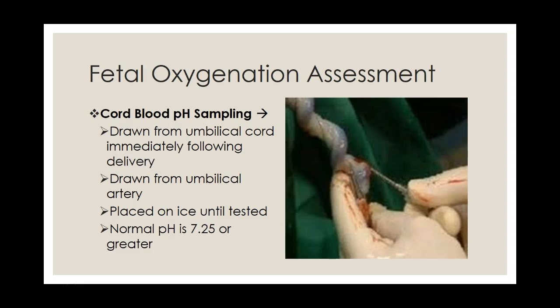It's drawn from one of the umbilical arteries, it doesn't matter which one, and then you place it on ice until you can test it. A normal pH for a pH sampling of cord blood is 7.25 or greater. If it's less than 7.25, it means that the fetus was deprived of oxygen during the labor and delivery process. So this can be a very important tool to determine sort of oxygenation insults during the labor and delivery process.